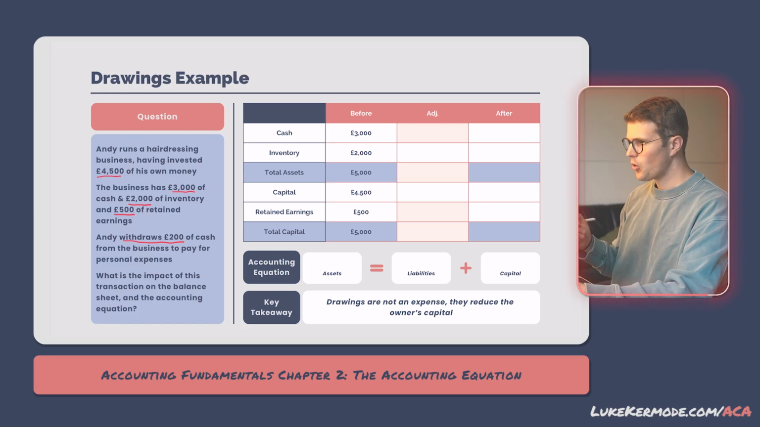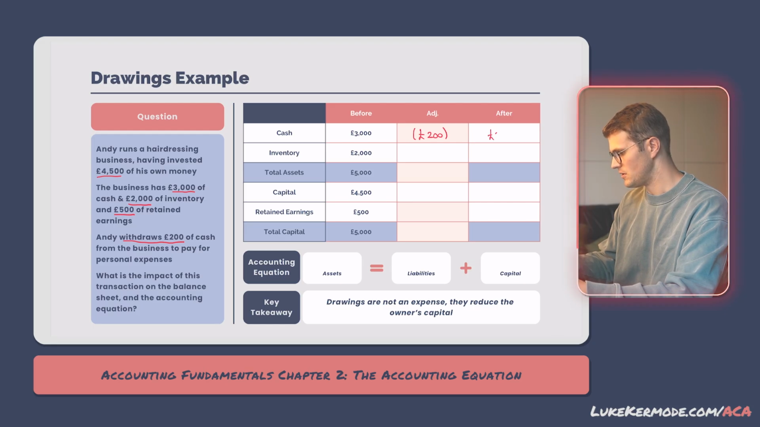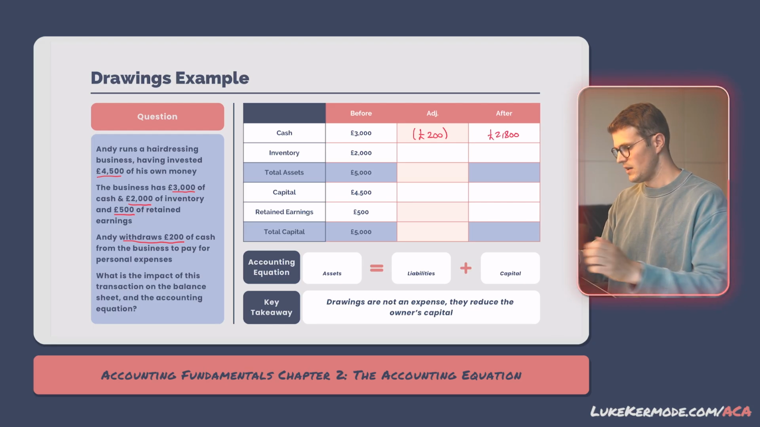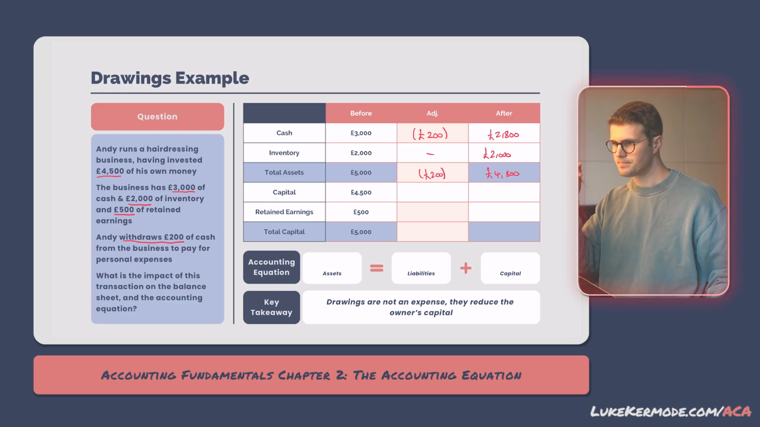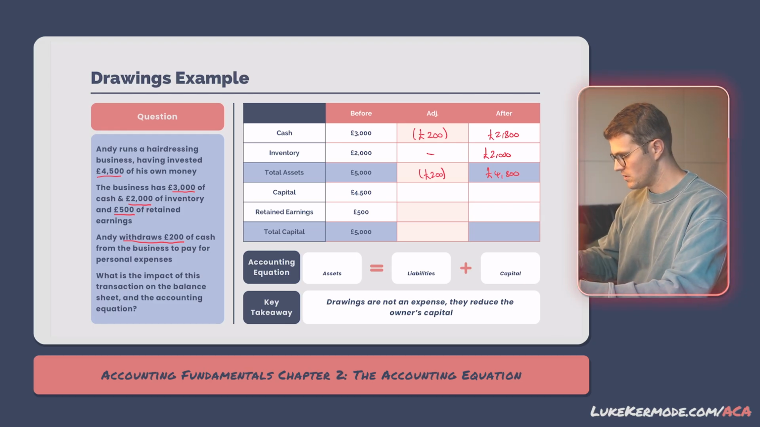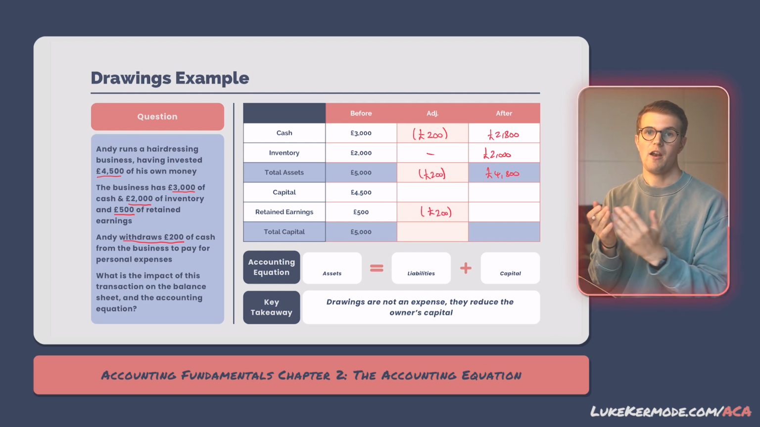So, the drawing causes cash to decrease by £200 from 3,000 down to 2,800, reducing total assets down from 5,000 to 4,800. But at the same time, retained earnings also falls by 200 because drawings reduce the amount of profit left in the business.